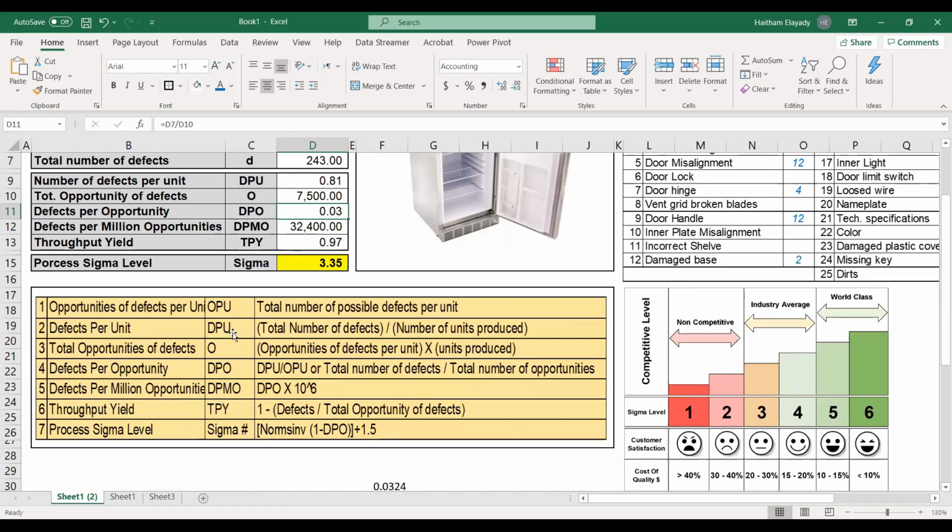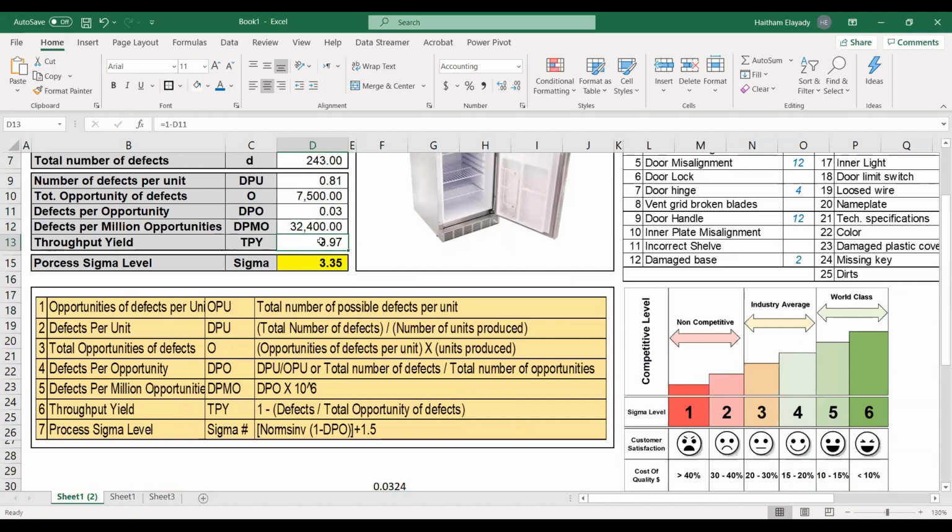Okay, so after that, we need to calculate the DPMO, which is in fact the DPO that we calculated, multiplied by 1 million. So that's 0.03 multiplied by 1 million. It will give you 32,400.